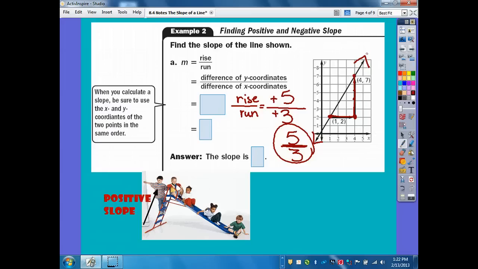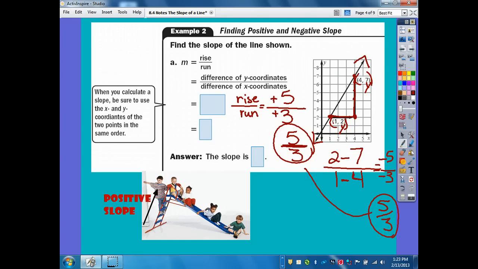Now let's do our x's and y's. They give us our coordinates here, 1 and 2, 4 and 7. Do you want to go top minus bottom, or bottom minus top? Bottom minus top? Okay, that's fine. So let's start with the y's first. So I'm going to have 2 minus 7. So then on the bottom, I'm going to have 1 minus 4. What is 2 minus 7? A negative 5. What's 1 minus 4? A negative 3. What's a negative divided by a negative? So you end up with a positive 5 over 3 for your slope. Either way you do it, you come up with the same answer.